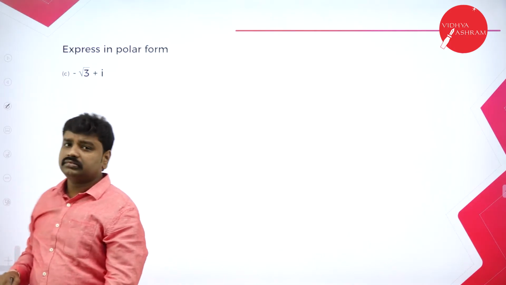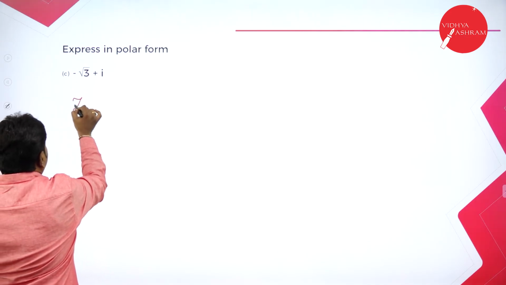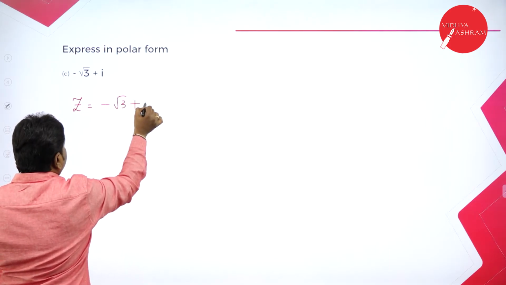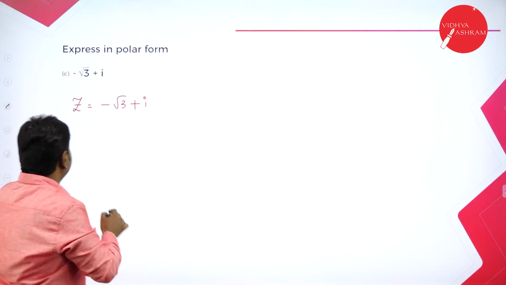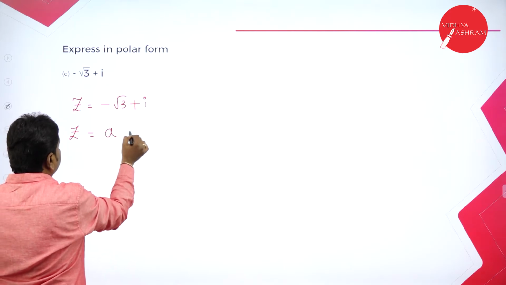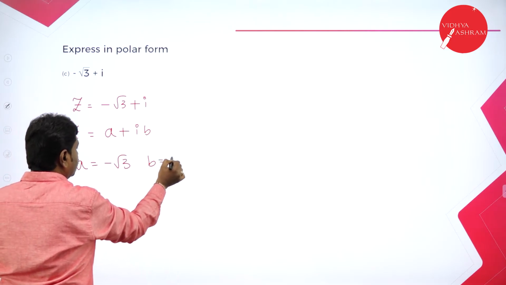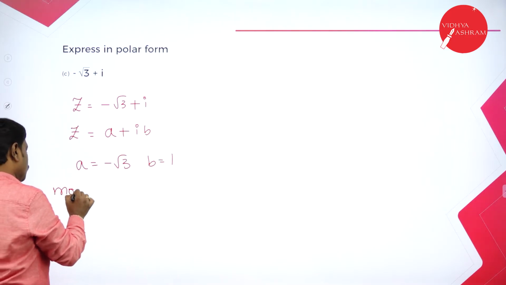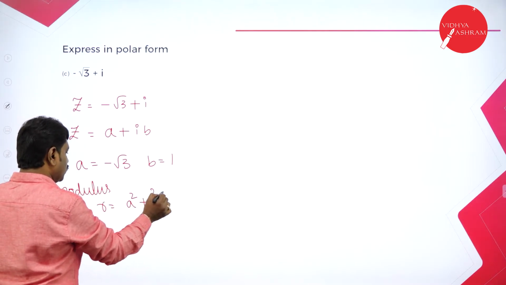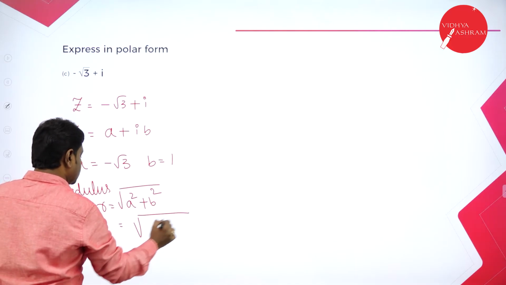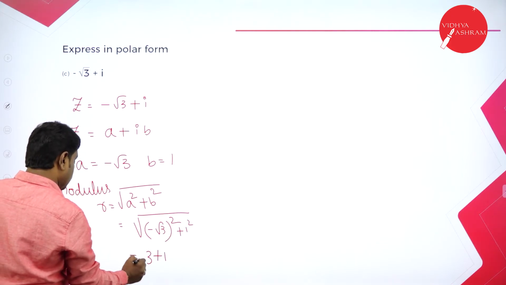Next we have another important case, Z is equal to minus root 3 plus I. Now here the difference is a is negative, b is positive. Again it is in the form of Z is equal to a plus ib. What is the value of a? Minus root 3. What is the value of b? 1. Now find the modulus. Modulus is r, which is the square root of a square plus b square. So root of minus root 3 the whole square plus 1 square, that is 3 plus 1 under root, that is 2.